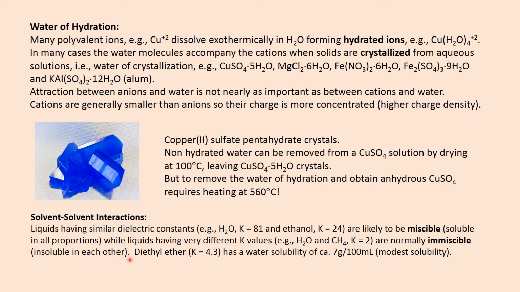Then take a solvent like diethyl ether, whose dielectric constant is intermediate between, say, a non-soluble hydrocarbon and ethanol. Diethyl ether is 4.3. It will have an intermediate or modest solubility. Turns out this is 7 grams per 100 mils. The general rule is like dissolves like, and the dielectric constant can be used to roughly predict the solubility of various solvent and solute combinations.